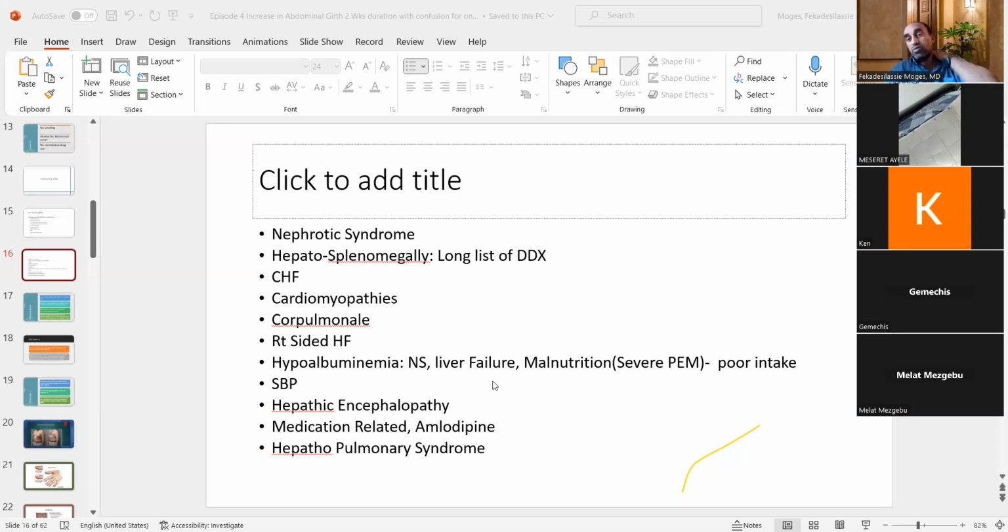Okay, what else do you want to do? So he has fluid thrill and shifting dullness, okay? He has visible veins. You need to know whether visible peristalsis is present or absent, especially if you are considering a possibility of intestinal obstruction with an acute abdominal distension. Then sometimes patients may have visible peristalsis if there is an active mechanical obstruction of the bowel. Okay, what else do you expect?